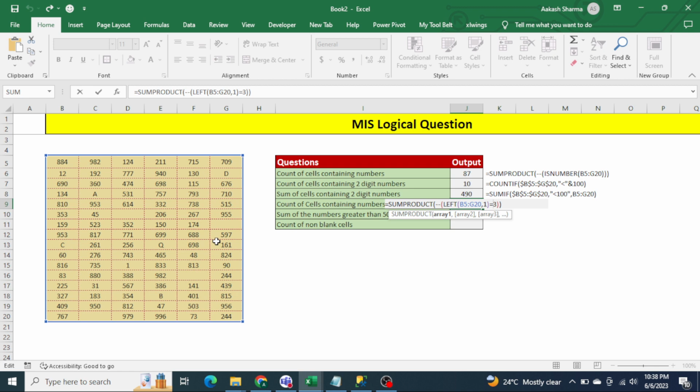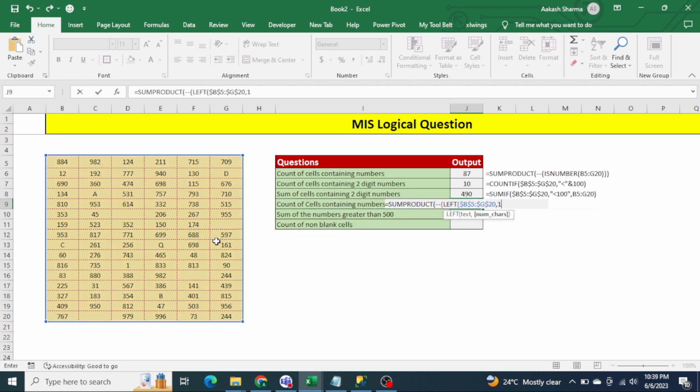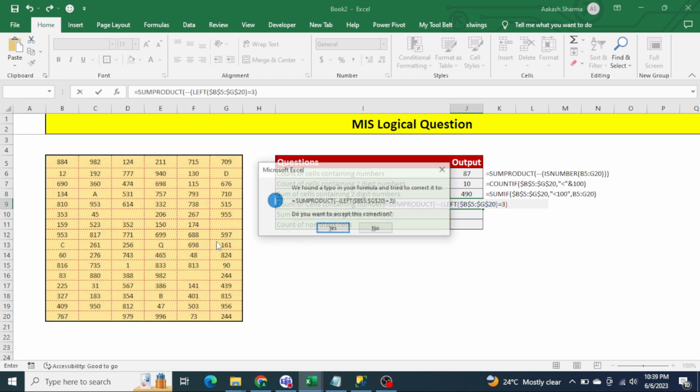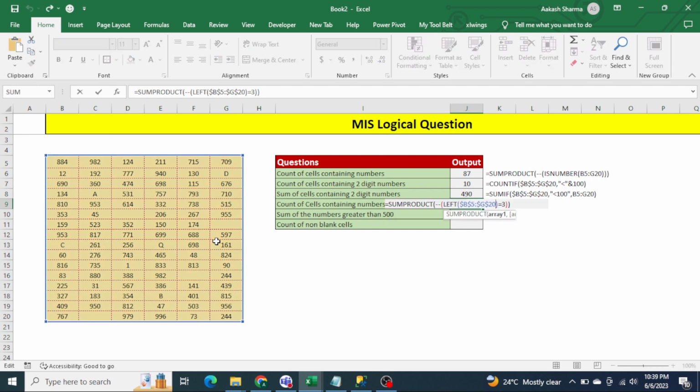Here we need to press Control Shift Enter. We are not getting the values, so let's write equal to SUMPRODUCT LEFT again, with 3 by default, and press Control Shift Enter. Here we are still not getting the value, so there is some mismatch.